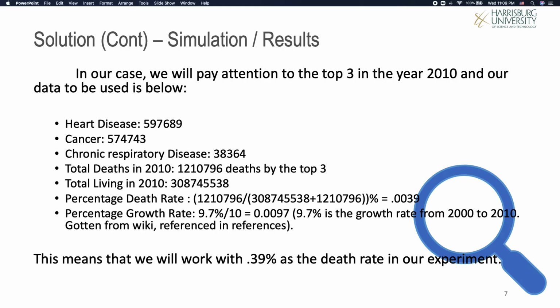Then the growth rate, which we got from Wikipedia, is basically 9.7%, and if you divide that over 10 years, which is what they use, you get approximately 0.0097, which is literally 0.97% per year. That's the increase per year.